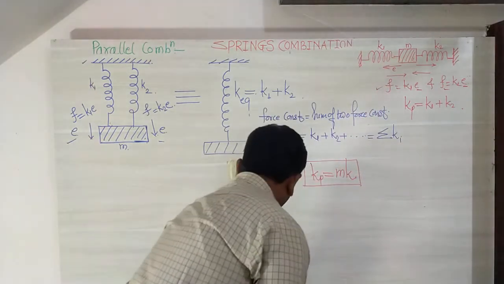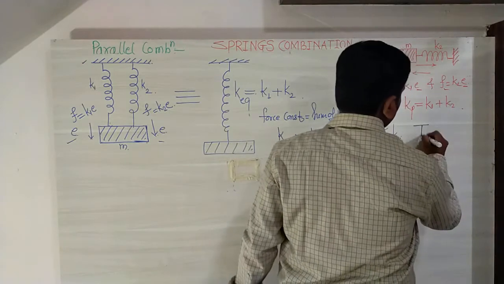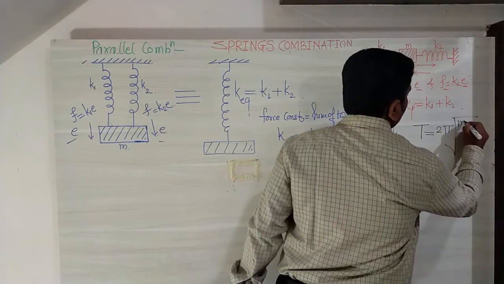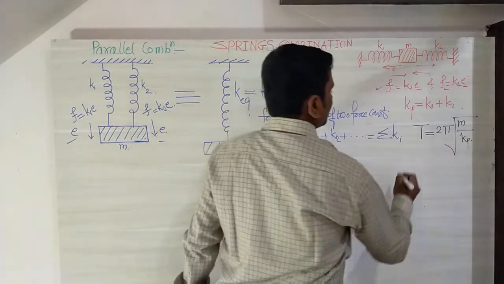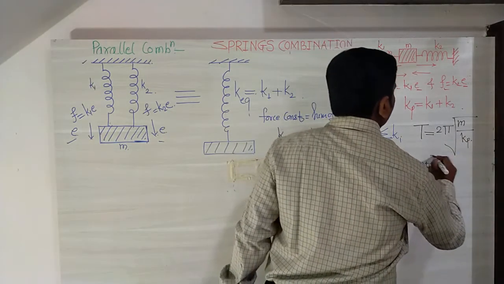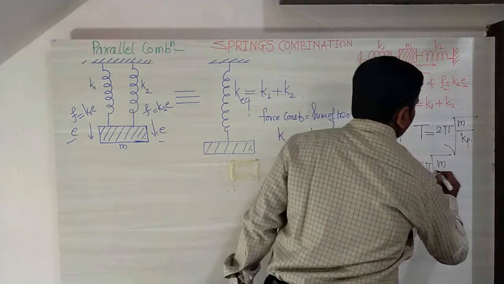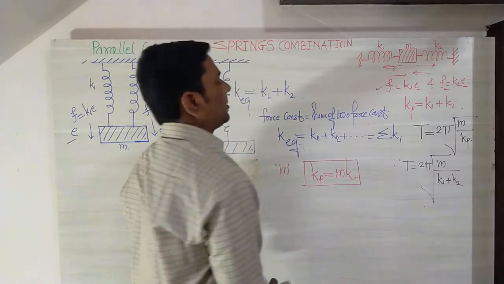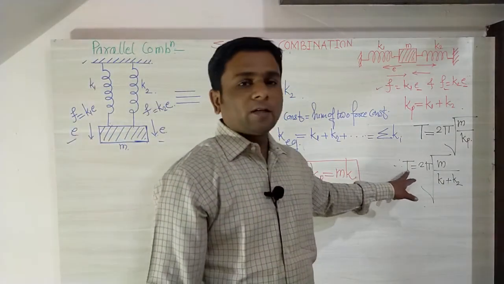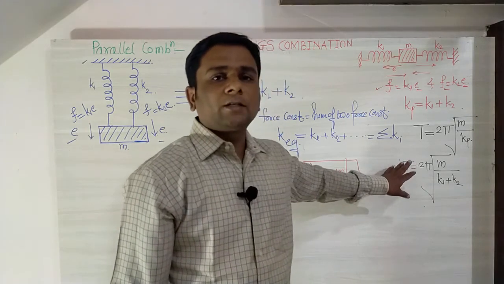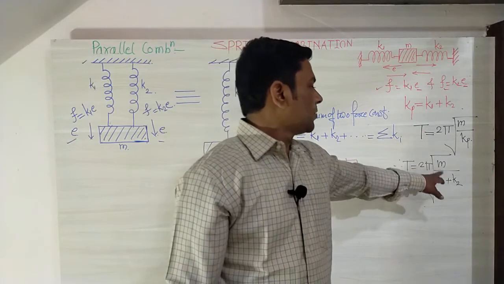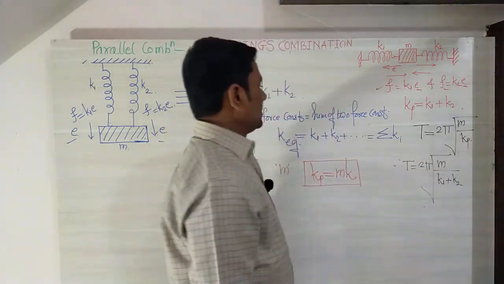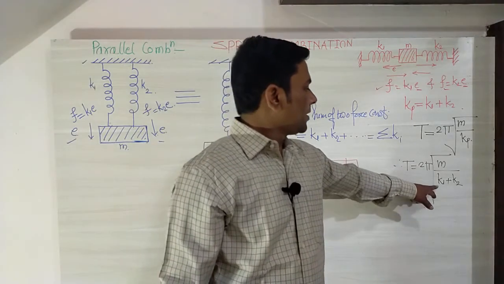Now we find the periodic time. We know the formula of periodic time for a parallel combination of springs: T is equal to 2 pi under root of m upon Kp. Since Kp is the sum of the force constants, T is equal to 2 pi under root of m upon K1 plus K2. By this formula we find the periodic time in a parallel combination of springs.